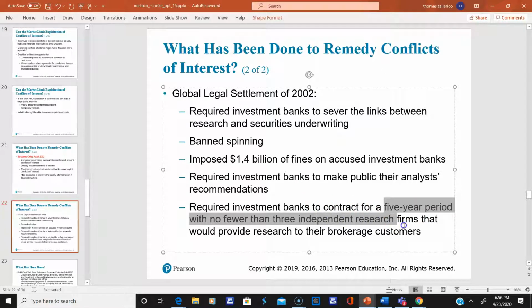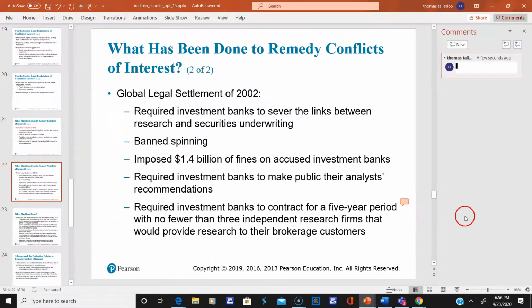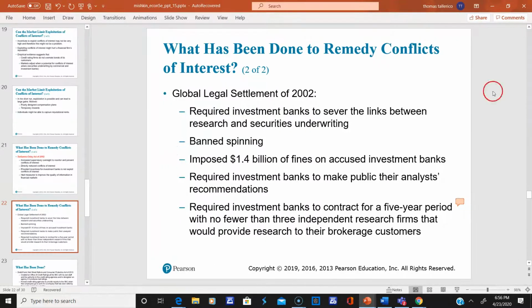And here's the information about the research firms, and that would provide research to their brokerage customers. So this was all part of the Sarbanes-Oxley Act.